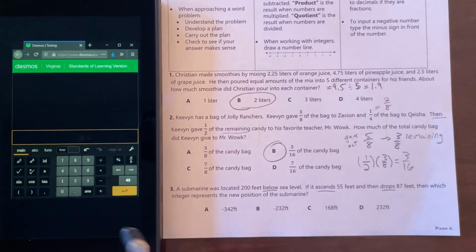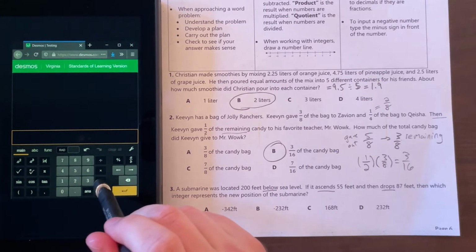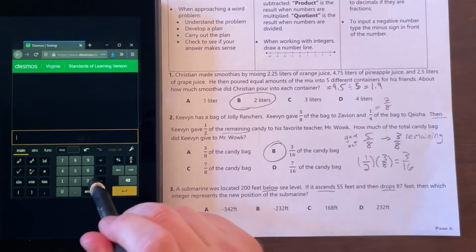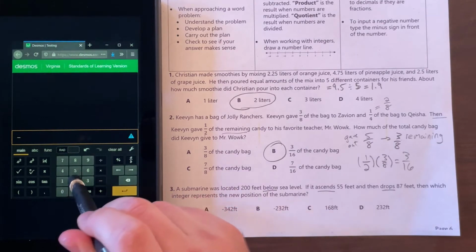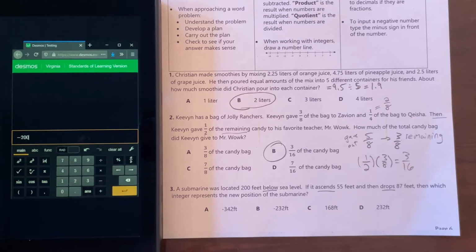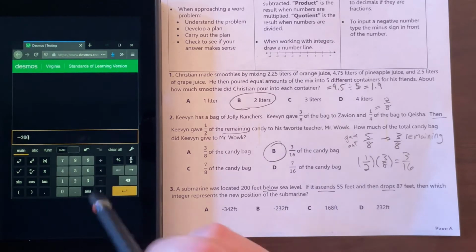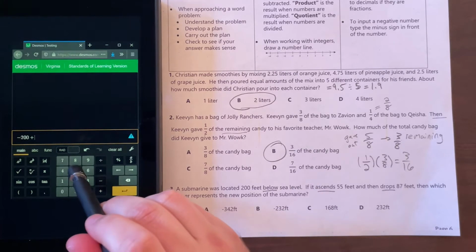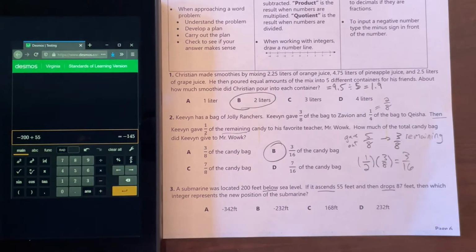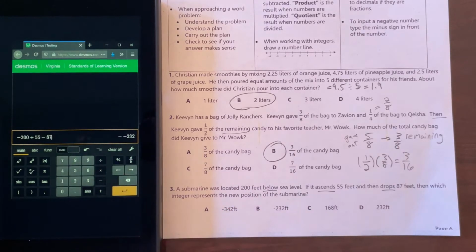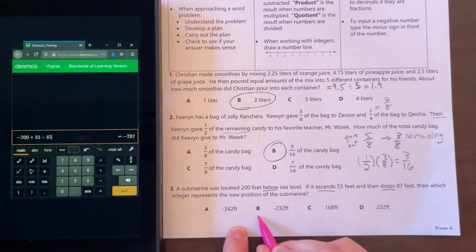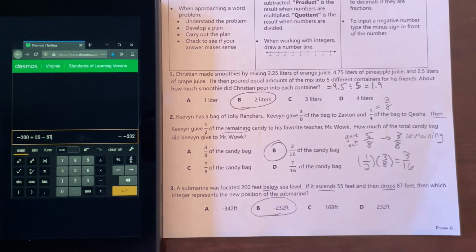Again, use those keywords. So we have 200 feet below, so I'm going to say I have negative 200, and then we have ascend. That means increases, so we're going to say plus 55, and then it decreases another 87. So altogether, we're currently 232 feet below sea level.